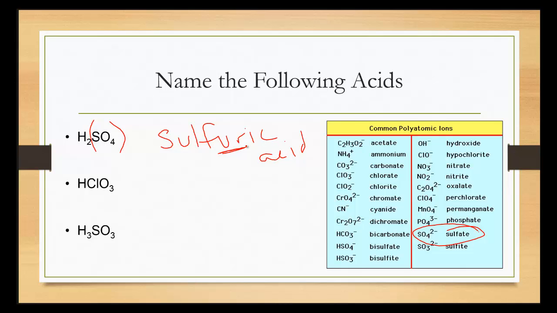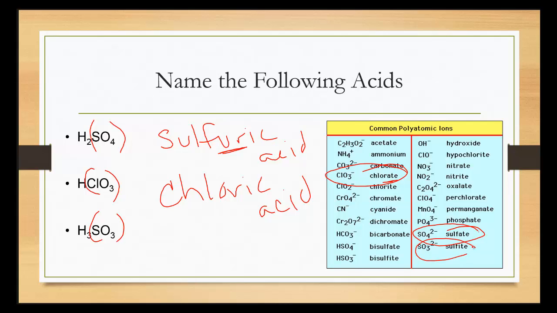ClO3. ClO3 is right here. Chlorate. Ate becomes ic, so it becomes chloric acid. And finally, we have SO3, which is right here, sulfite. So of sulfite, that ite becomes OUS, sulfurous.